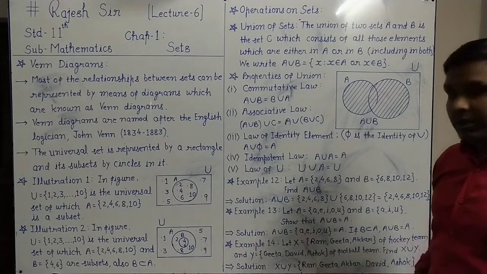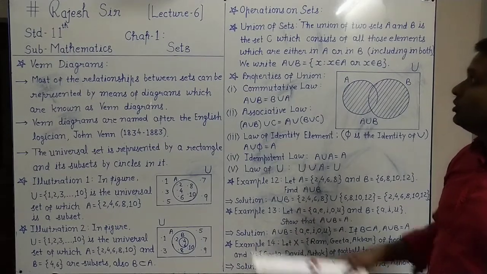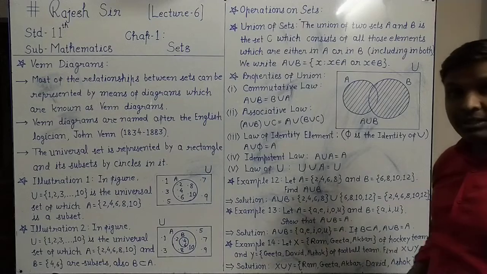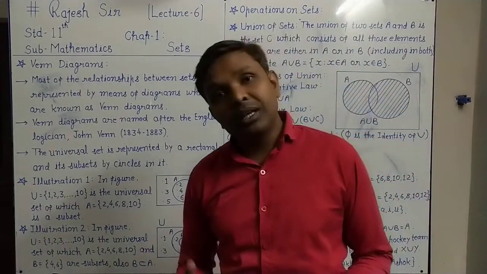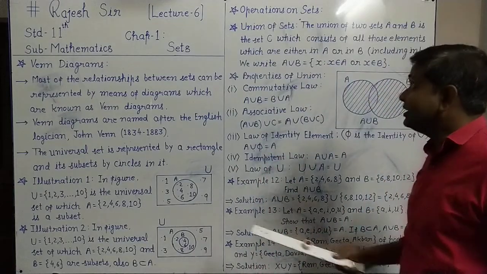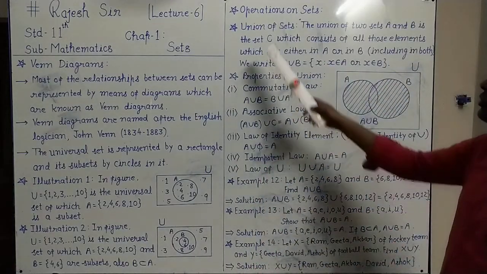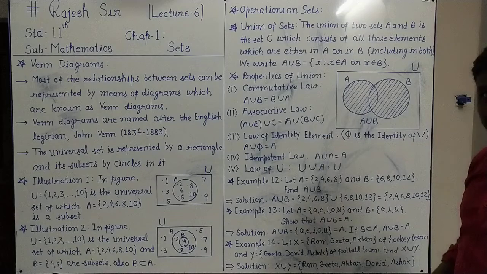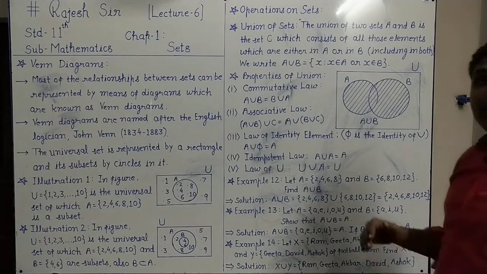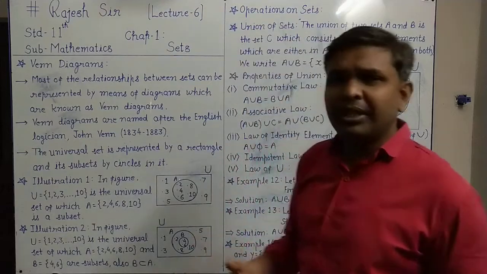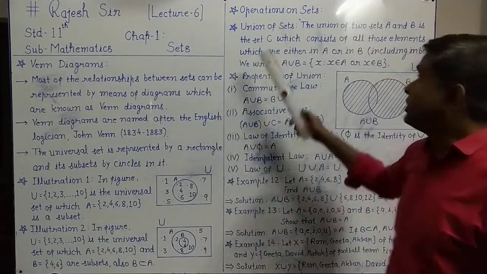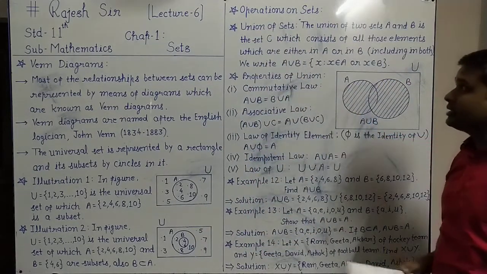This way we can use the Venn diagram in operations also. Now we will see operations on sets. We have seen the sets; now some operations are there. First is the union of sets, then the intersection of sets, then the difference of sets, and so many other operations. First we are starting with the union of sets.